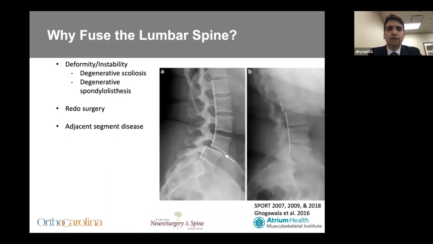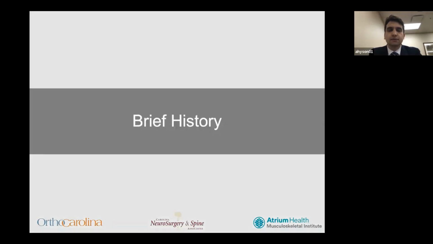So in general, why fuse the lumbar spine? Briefly, you have deformity and instability as one of the major reasons to do so. You have degenerative scoliosis and degenerative spondylolisthesis. Often these issues, when refractory to conservative management, lead to mechanical axial back pain and neurogenic claudication, which benefit from a fusion procedure. Additionally, you have redo surgery, such as a laminectomy, which has progressed to instability and worsening pain and adjacent segment disease.